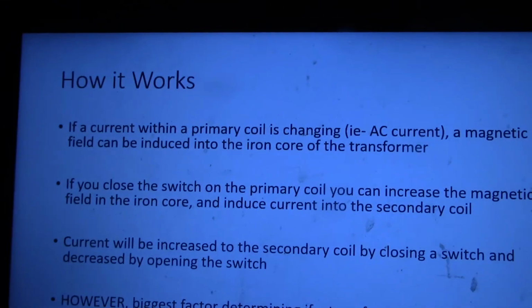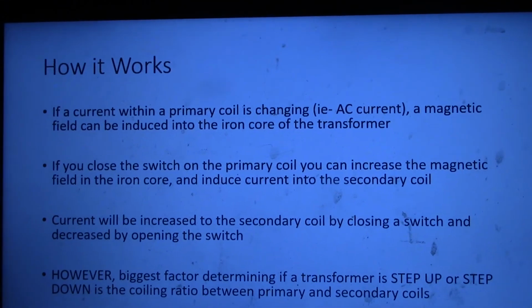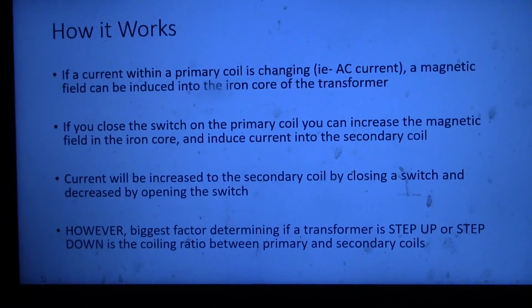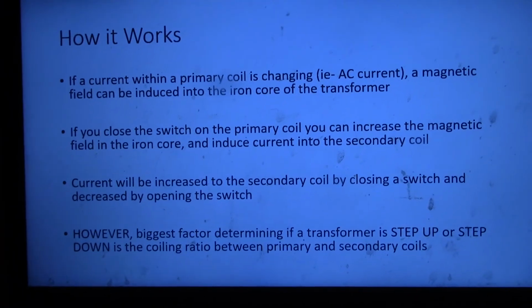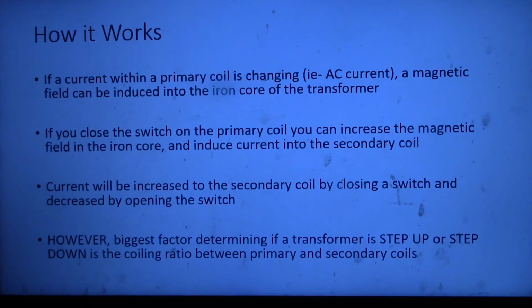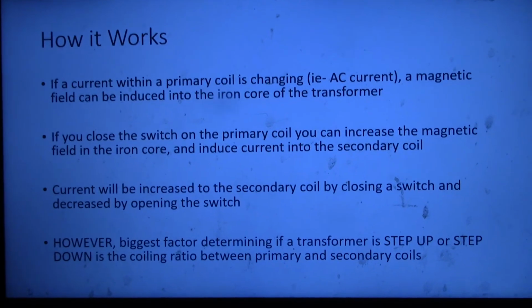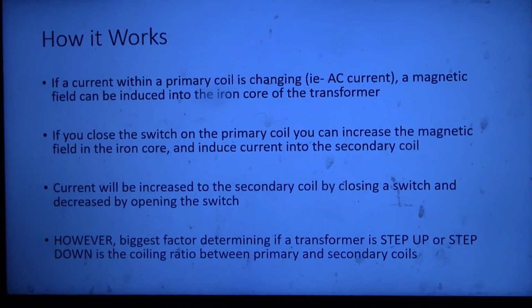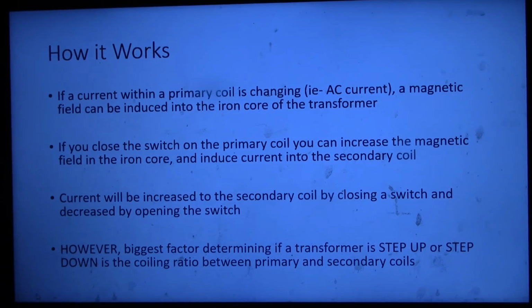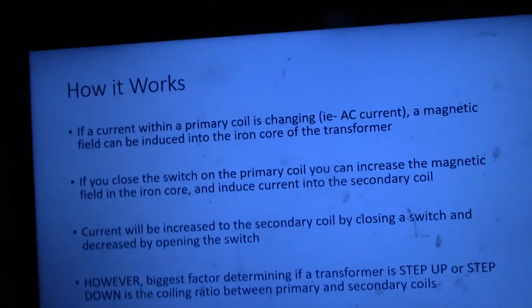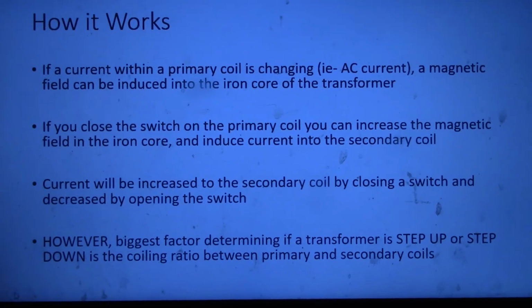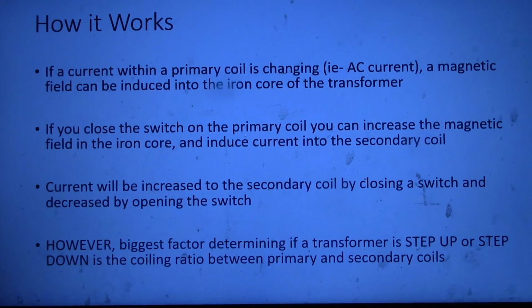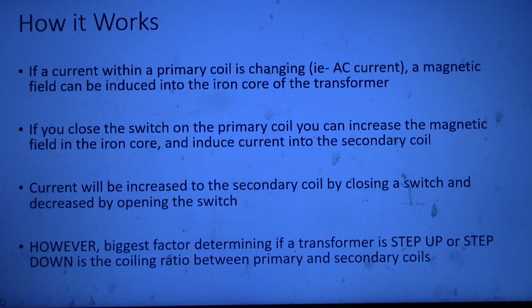Okay, so how this works. If a current within a primary coil is changing, a magnetic field can be induced in the iron core of the transformer. This magnetic field is really dependent on this. If you close the switch on the primary coil, you can increase the magnetic field in the iron core and induce current into the secondary coil. So I can use switches to turn these things on and off, and I can power electricity to leave the core by turning off the input of electricity at the primary coil. The current will be increased to the secondary coil by closing a switch and decreased by opening the switch.